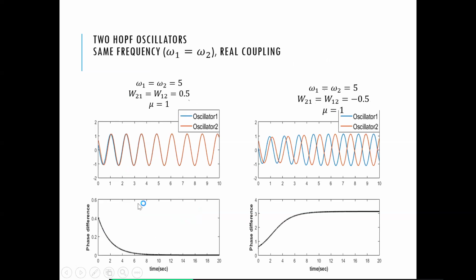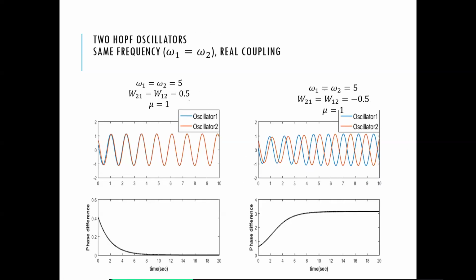Phase difference is 0, as you can see in this picture. On the other hand, when the weights are both same but negative, the two oscillators go out of sync, go to a phase difference of pi or 180 degrees, and stabilize there. Okay, which is interesting because you can have two stable values of phase.